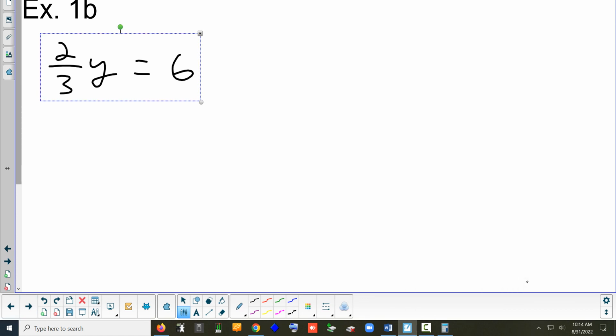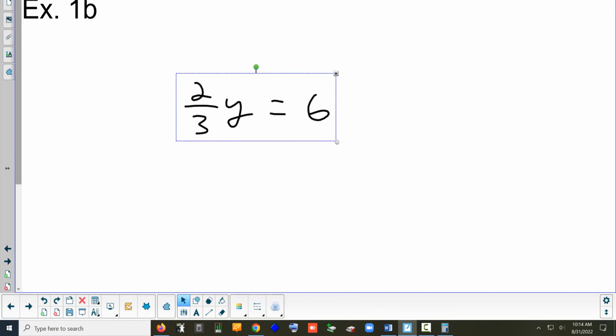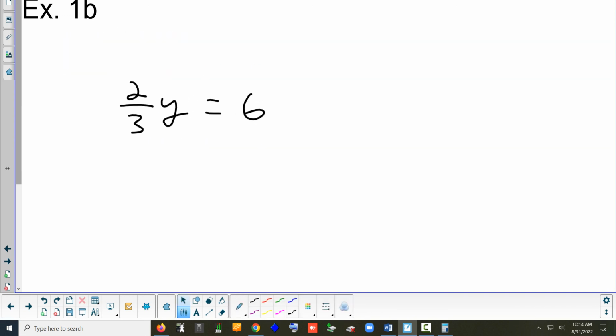All right, so we said this is the case where you've got a number attached to a variable. So we're going to multiply both sides. Can anybody remind me, what am I going to multiply both sides by? Yeah, Dorian? The reciprocal. The reciprocal, which in this case is what?